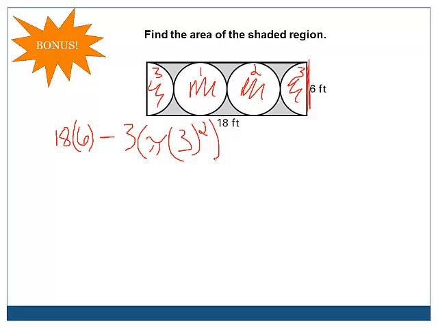So if we were to multiply these all out and simplify, we should get 23.18 feet. Remember our label, feet, and it's an area, so it's feet squared.